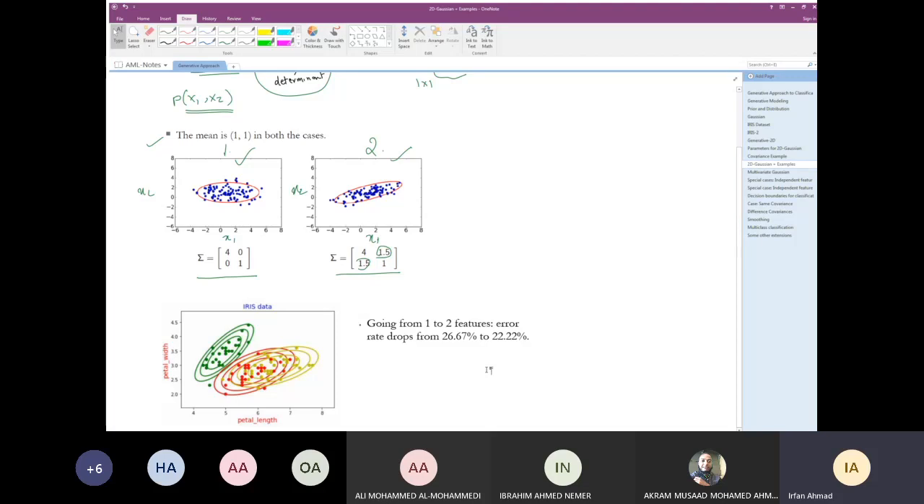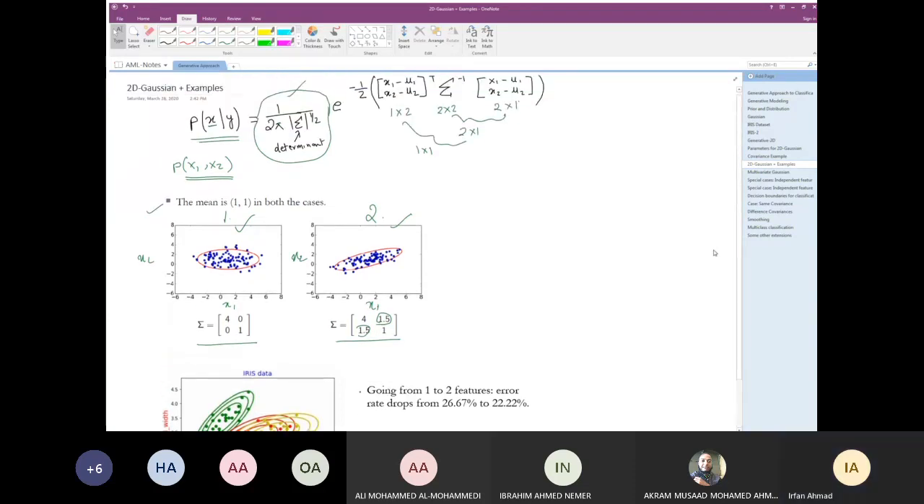So any question at this point, on how we use this generative classification with two features? Because if we understand that, we'll move to the general case, the multivariate Gaussian, where you can have any number of features. If there's a question, let me know, otherwise I'll move forward. Okay, so it seems everything is fine.